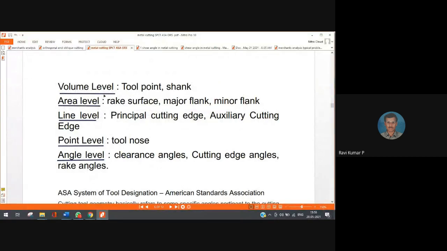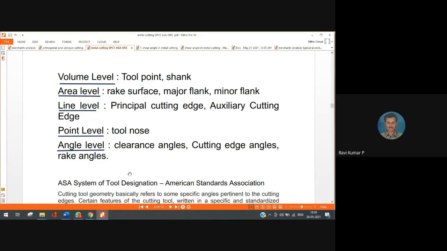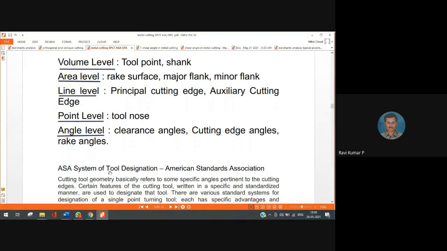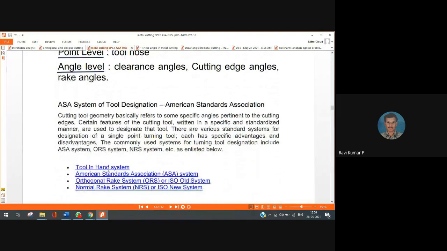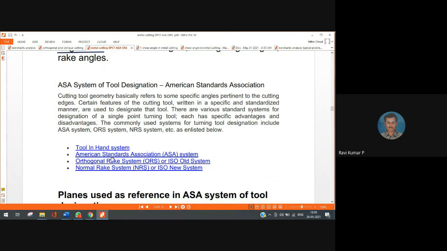These are the parts at different levels: volume level, area level, line level, point level, and angular level. The angular level I call clearance angles, cutting edge angles, and rake angles. To describe the angles, I need a particular designation system: ASA system, ORS system, NRS system, or British maximum rake system. But most of the time, the American Standard Association system, that is ASA, or the orthogonal rake system are very convenient to use.